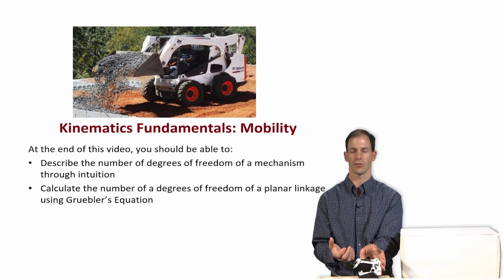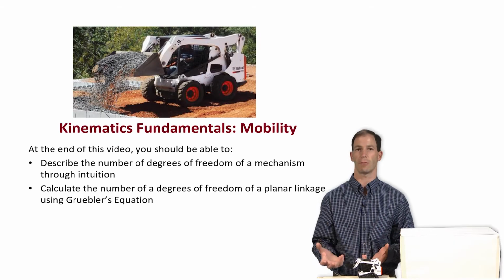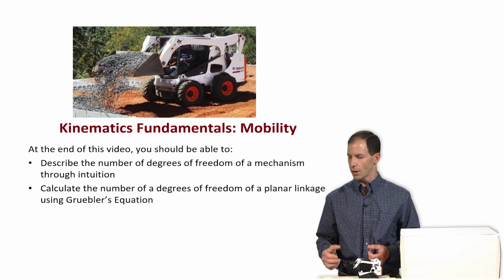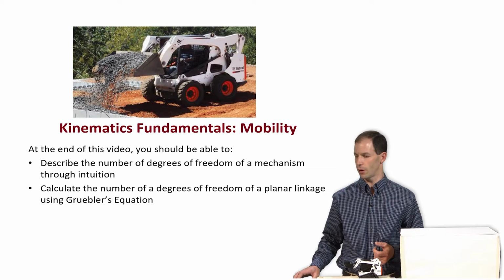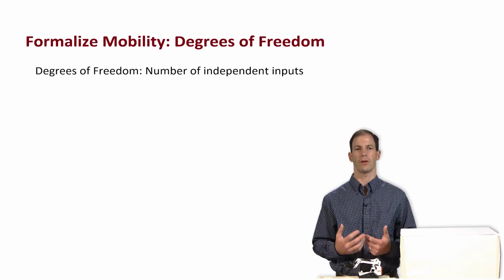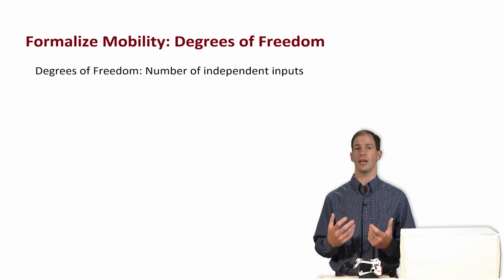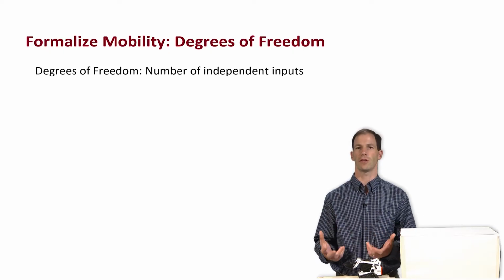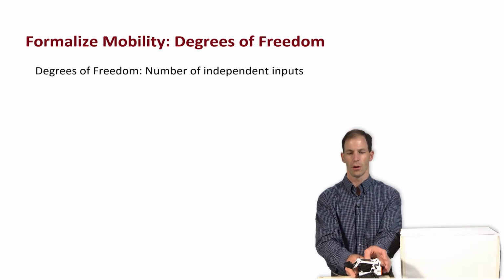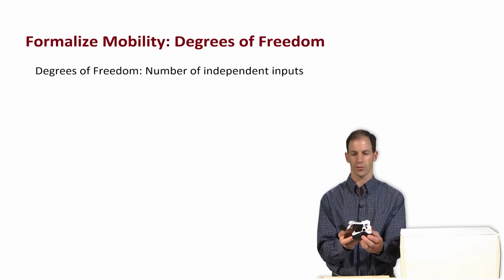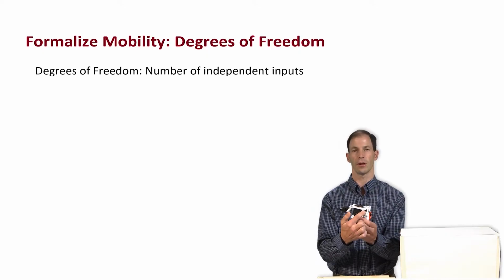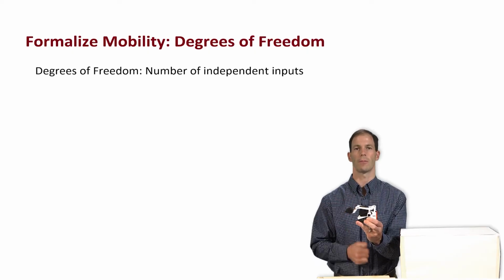to describe how many degrees of freedom a mechanism has based on the number of links and then the type of joints that it has on it. So let's first of all talk about mobility from a degrees of freedom standpoint and formalizing this. So degrees of freedom of a mechanism is simply how many independent inputs it needs to completely control its motion. So with this skid steer example, you'll notice that I have two hydraulic cylinders, this one down here and this one up here on the bucket.